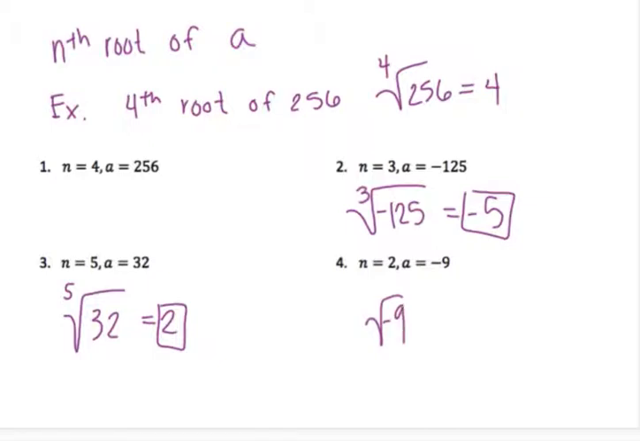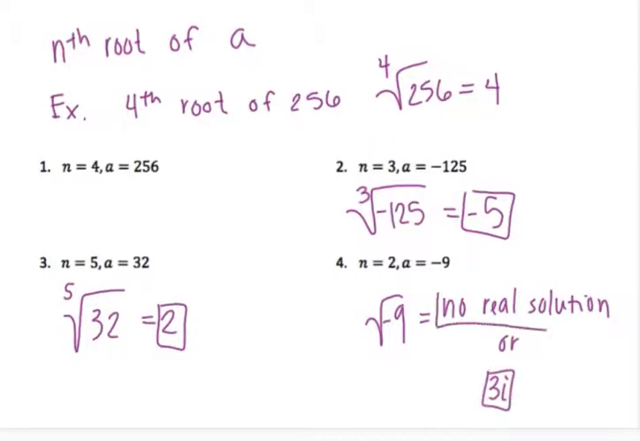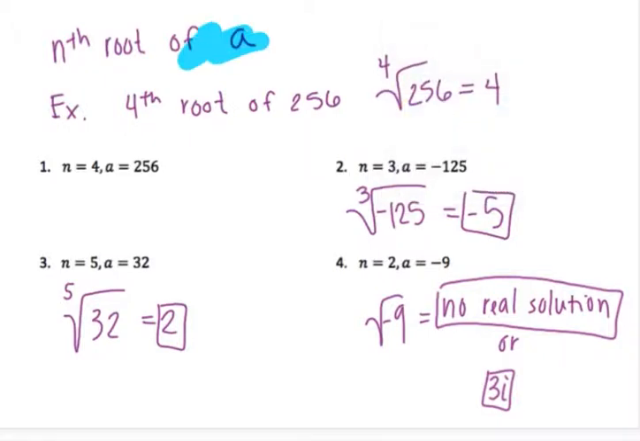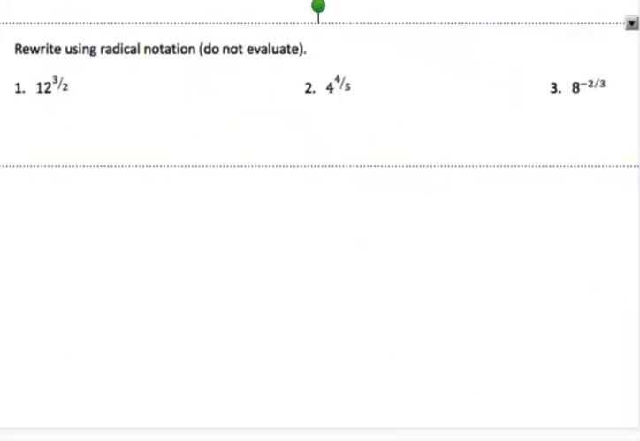Well, square root of a negative you can't do in the real number system. So we would say that there's no real solution. If you're talking about imaginary numbers, then the answer is 3i. So it just depends on if you're allowed to write your answer as an imaginary number or if they're only talking about real solutions. Now notice also that when you do a square root, you don't write the 2. It's just assumed.